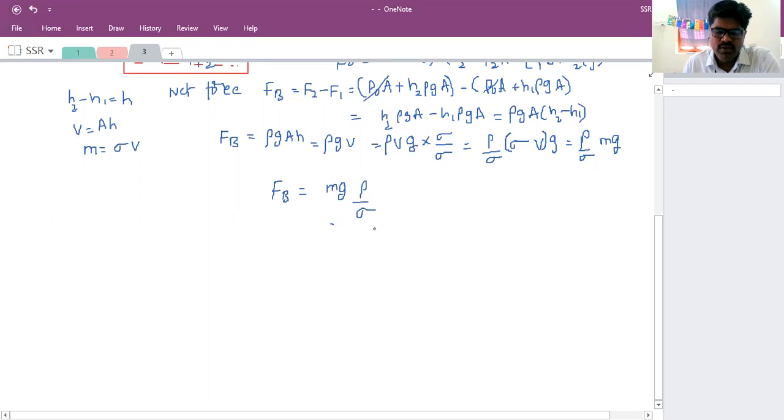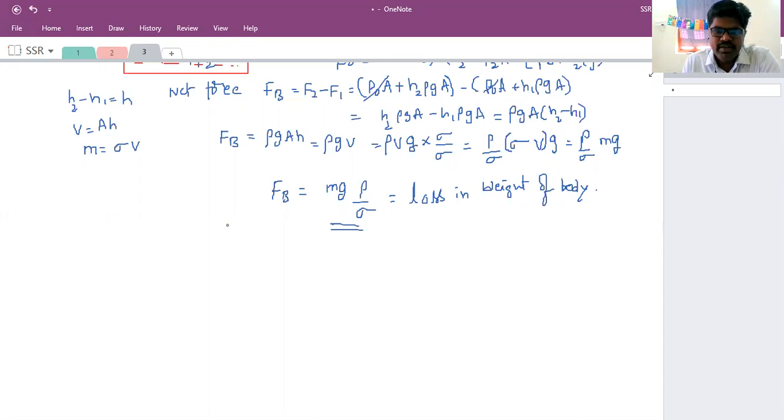So what is this balance force, the net upward force? The net upward force is equal to the loss in weight of the body when it is immersed in the fluid. Do you agree? So then what is the apparent weight? Suppose initially the weight is 50 kg. If it is inside the fluid, we feel a loss in weight of 20 kg, so the apparent weight is 30 kg. Then how do we calculate the apparent weight of the body?